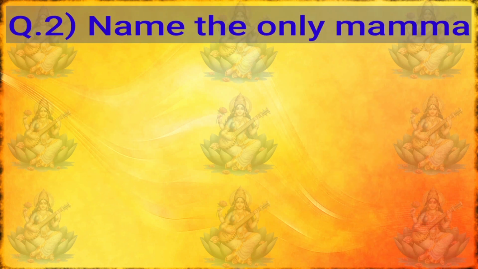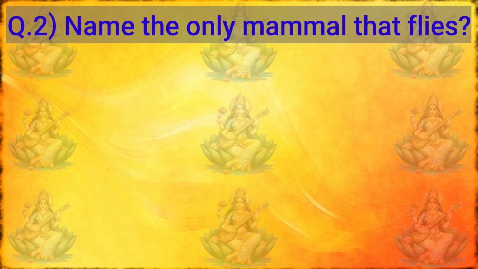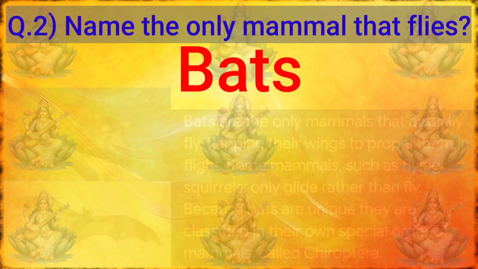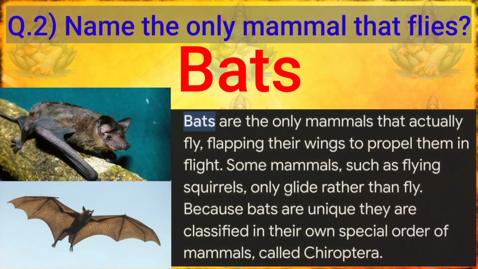The next question is, name the only mammal that flies. The answer is bats. Bats are the only mammals that actually fly, flapping their wings to propel them in flight. Some mammals such as flying squirrels only glide rather than fly. Because bats are unique, they are classified in their own special order of mammals, called Chiroptera.